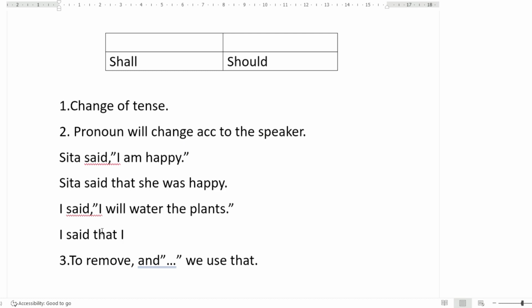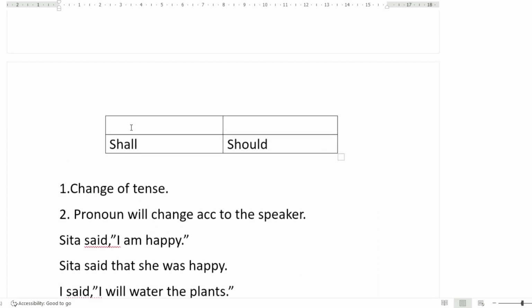No change of pronoun. The next thing is change of tense. So will changes to would. So, I would water the plants. So present changes to past and past changes to past participle. What do I mean by past participle? Suppose the sentence was I went to Mumbai. It will change to he said that he had gone to Mumbai.